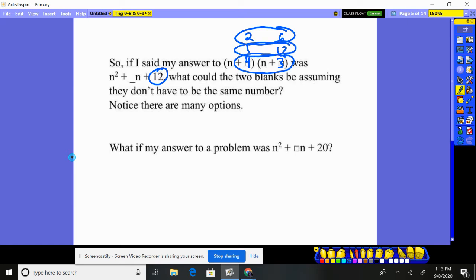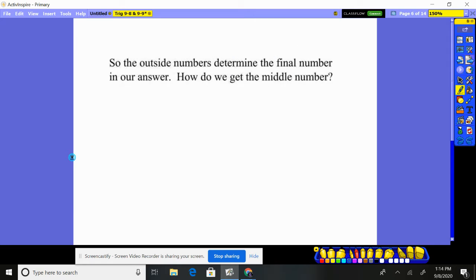What if my answer to a problem was n squared plus so many n's plus 20? So what could have created a 20? A 1 times 20, a 2 times 10, 3 times nothing, a 4 times 5. Those would have been your options. It would have had to have been one of these. It would have had to have been an n plus 1 times an n plus 20, or an n plus 2 times an n plus 10, or an n plus 4 times an n plus 5. So the outside numbers determine the final number in our answer.